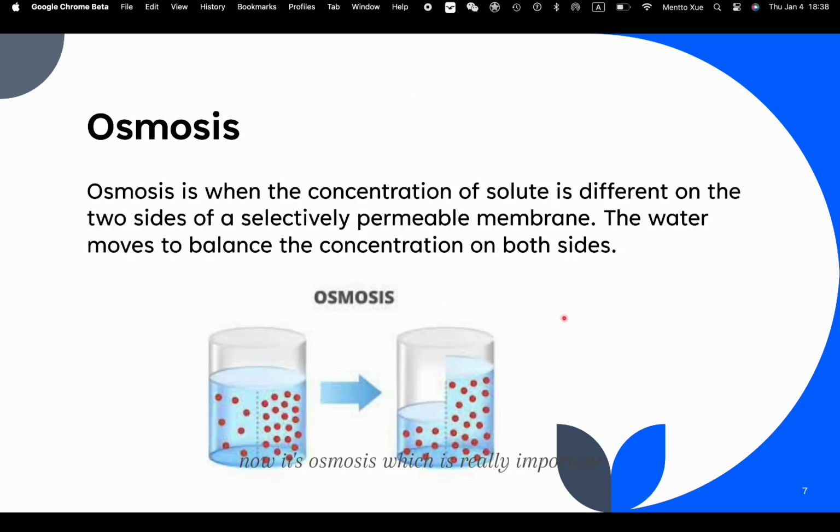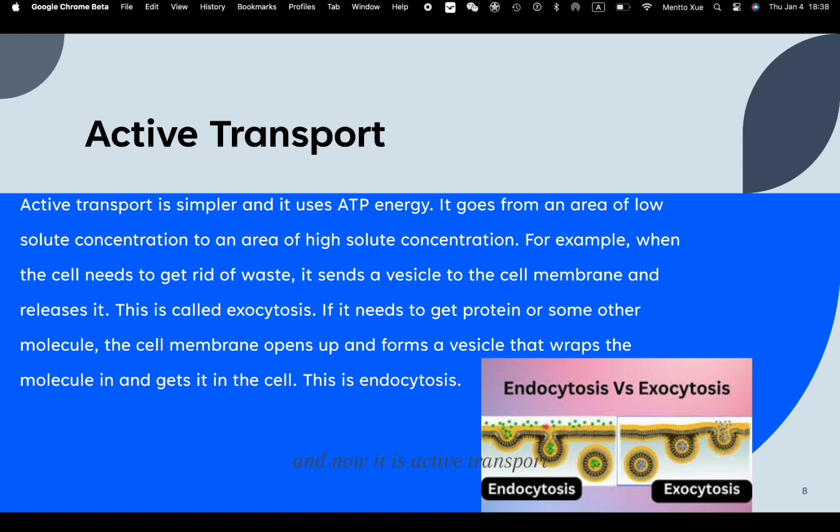Now, it's osmosis, which is really important. So osmosis is when the concentration of solute is different on the two sides of a semi-permeable membrane. The water moves to balance the concentration on both sides. So from this to this, look, the concentration is now the same, and the water flows to make this happen.